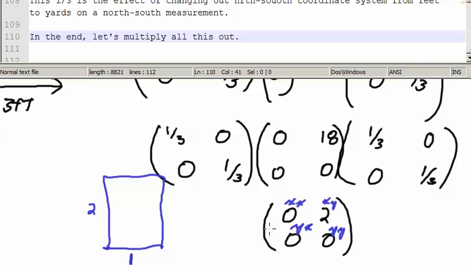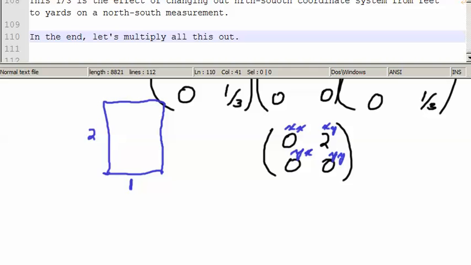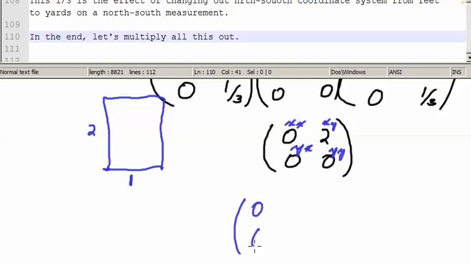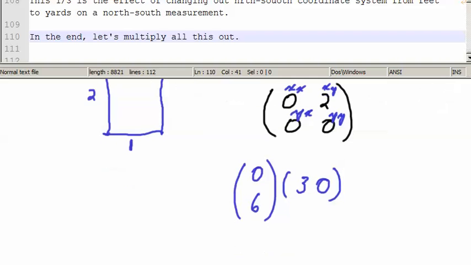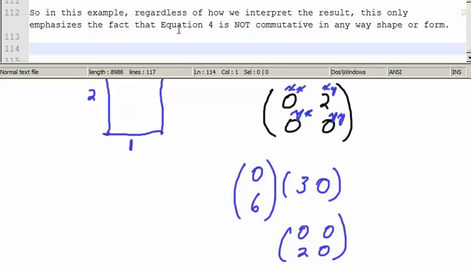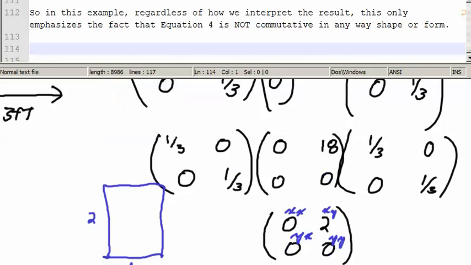So I was kind of expecting, when I worked this out, for it to be a 2 here and a 2 here. I was a little surprised when that became a 0. If I had gone the other direction, with the 0, 6 first and the 3, 0 second, then I think I would have ended up with 0, 0, 2, 0 at the end. So in this example, regardless of how we interpret this result, this only emphasizes the fact that equation 4 is not commutative in any way, shape, or form.